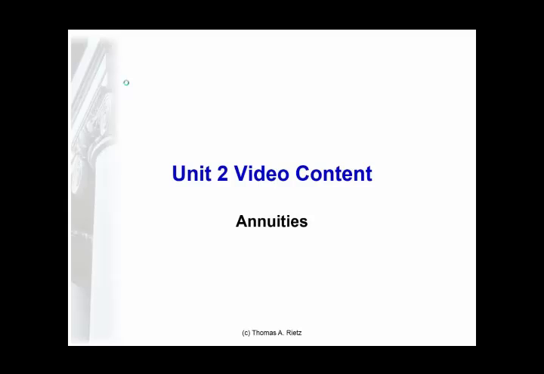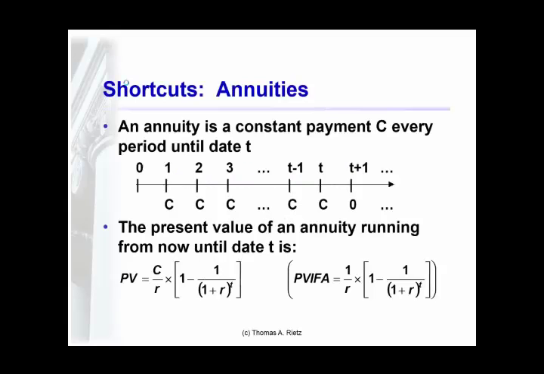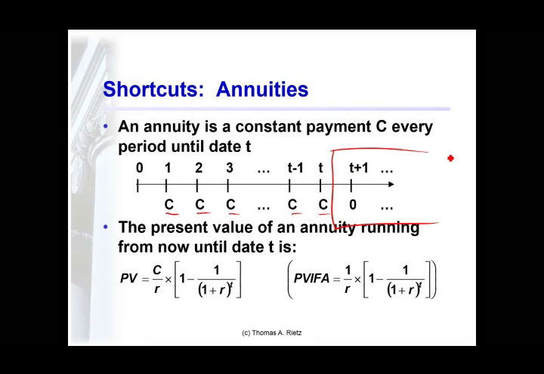In this video, we're going to talk about another common financial shortcut, an annuity. An annuity is a fixed set of cash flows that goes for a period of time, say $5 every year, $2 every month, $1,000 every week, and then stops. Beyond that, the cash flows are zero.